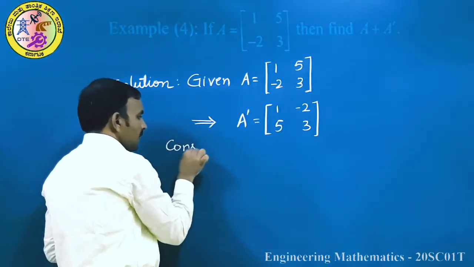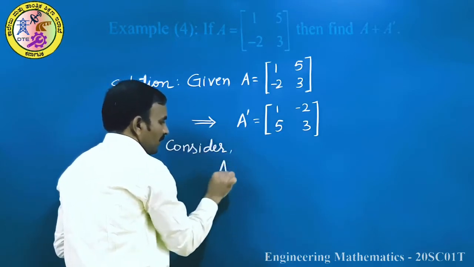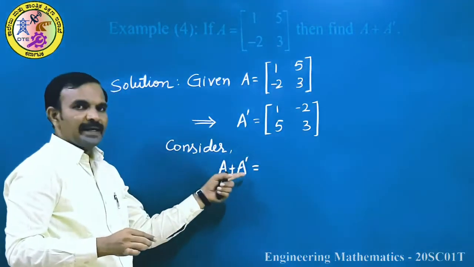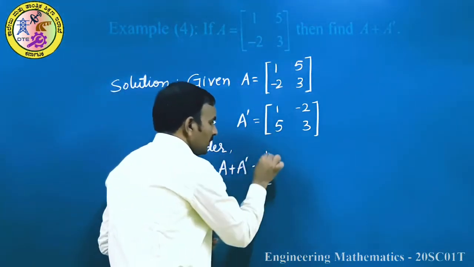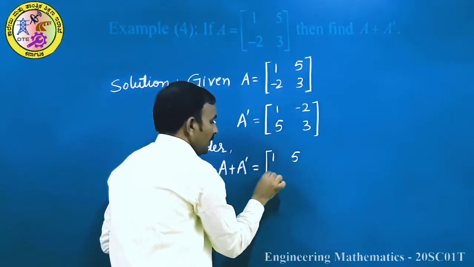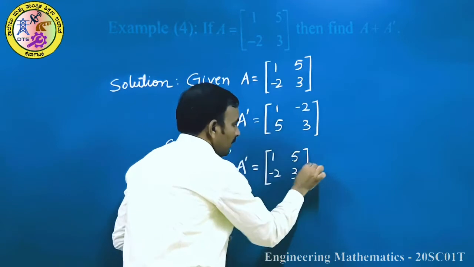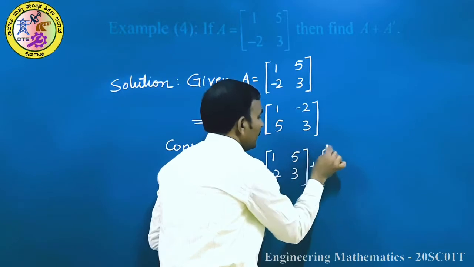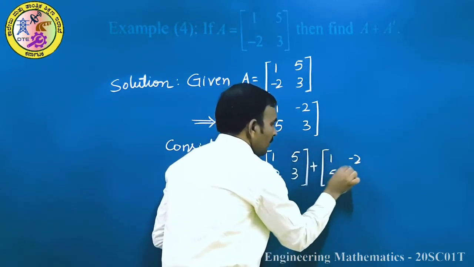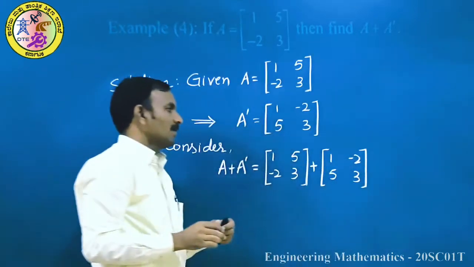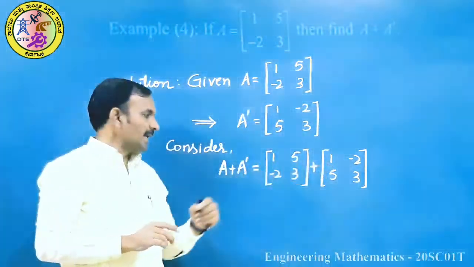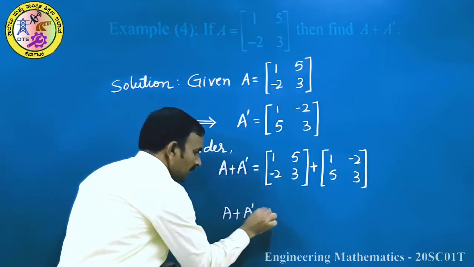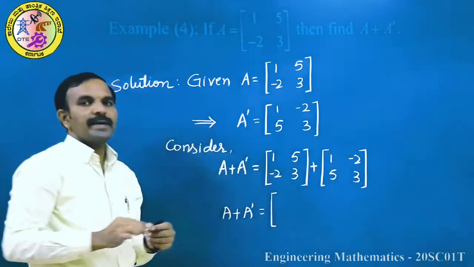Next you have to find out A plus A dash. Consider A plus A dash, that is equal to, substituting the A value and A dash value: A is [1 5; minus 2 3] plus A dash, which is [1 minus 2; 5 3]. Now I am going to write directly, skipping one step. What is A plus A dash?